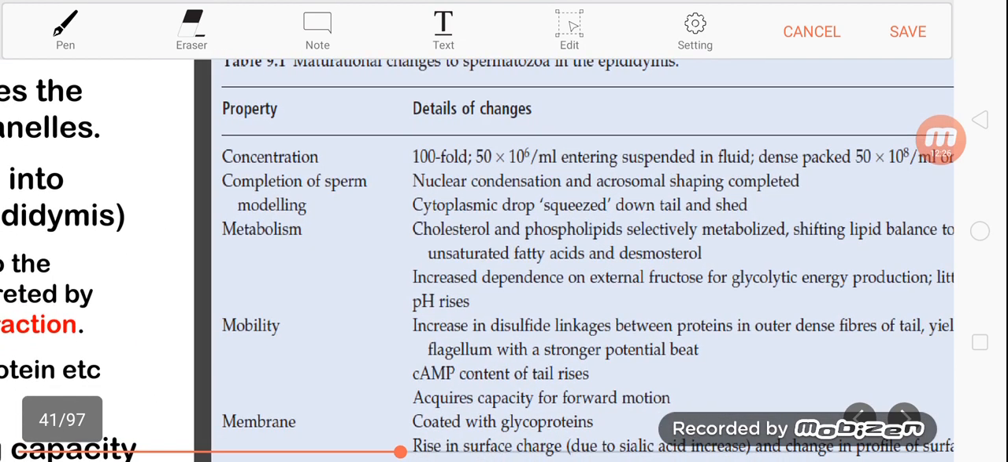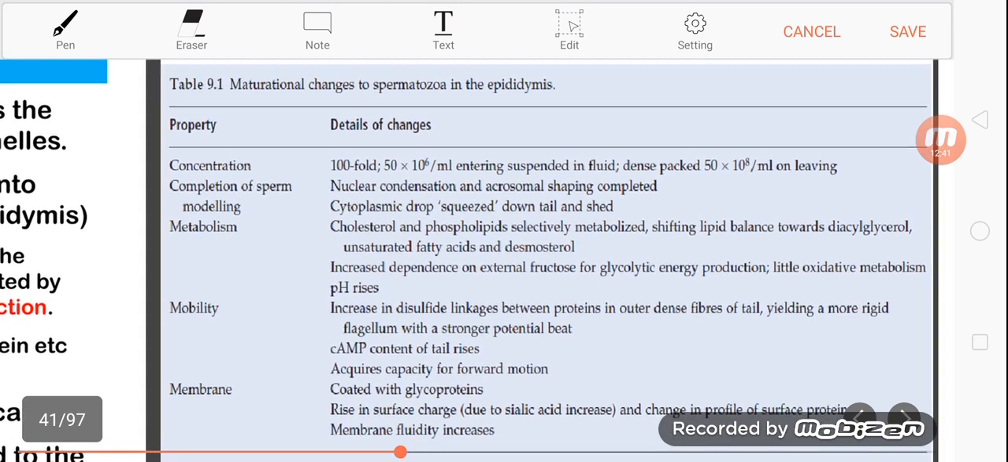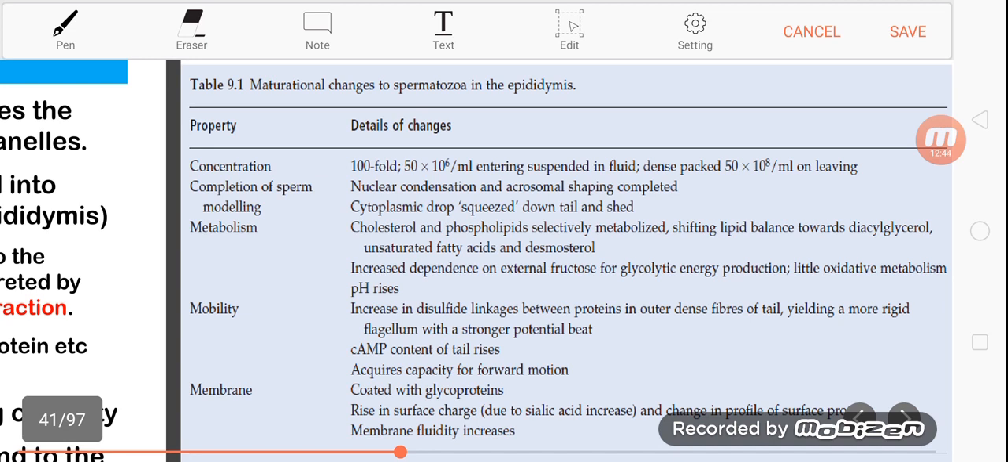Completion of sperm remodeling, the nuclear condensation, this one is during spermiogenesis. Metabolism: cholesterol and phospholipid are selectively metabolized, shifting the lipid balance towards diacylglycerol, meaning inside the spermatozoa the lipid structure is diacylglycerol, unsaturated fatty acids, and desmosterol. And then increased dependence on external fructose for glycolytic energy production.